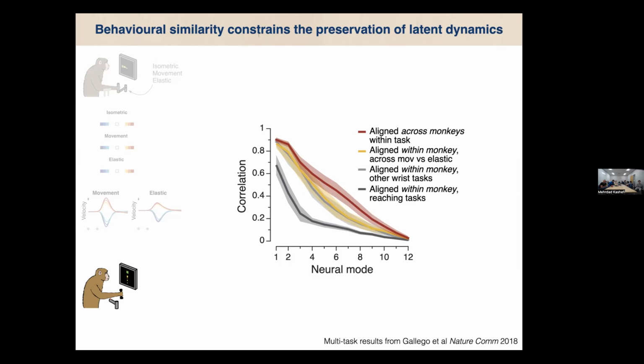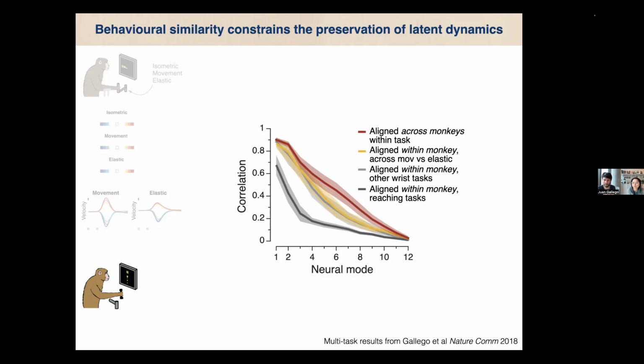I missed it on the last graph. When you say the black line, the highest line, is aligned across monkeys within tasks, that makes sense. Aligned across monkeys. Aligned within monkeys, what is the reaching task across any pair of tasks, basically? Yeah, any pair of tasks.